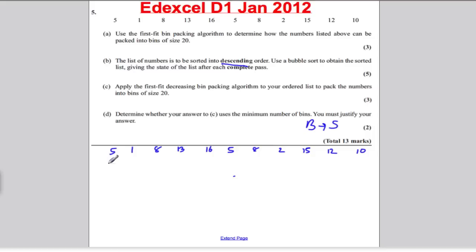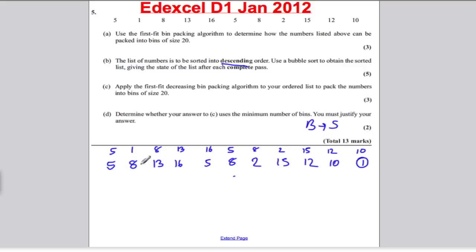Okay, compare these, keep them where they are. Compare these, need to make the 8 there. Compare these, need to make the 13 there. The 16 needs to go here. The 5 here. The 8 here, because the 1 is travelling all the way to the back. Okay, the 2 here. The 15 here. The 12 here. The 10 here, and the 1. The smallest always goes to the back, okay, in this case.